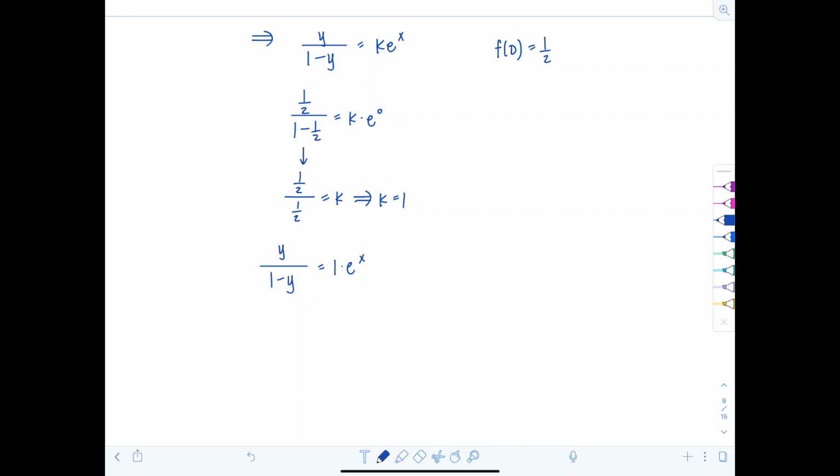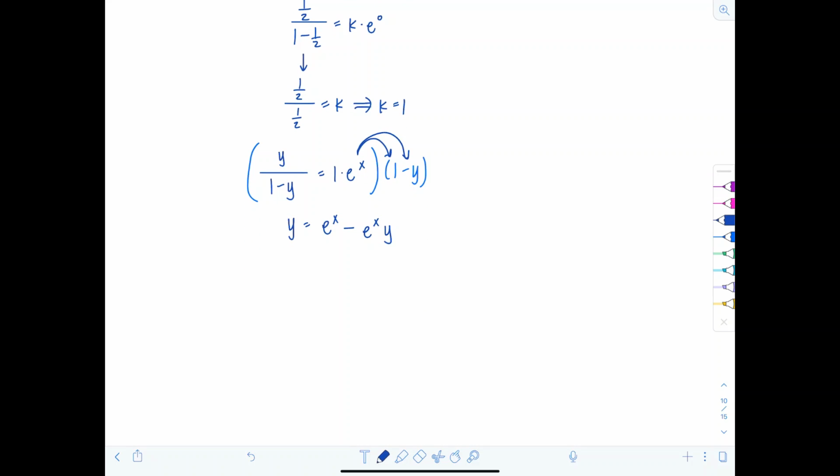Can we solve for y? Why, yes, we can. Let's multiply by 1 minus y. So we have y equals, distribute, e to the x minus e to the x times y. And then remember, if you're solving for a variable and it's popping up in more than one place in the equation, you want to get all the terms that have that variable on the same side. So y plus e to the x y equals e to the x. Factor out that y now. That's why we moved all those terms over. And I have 1 plus e to the x left over equals e to the x.